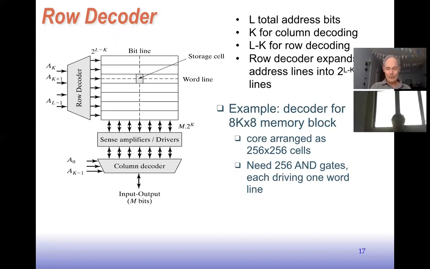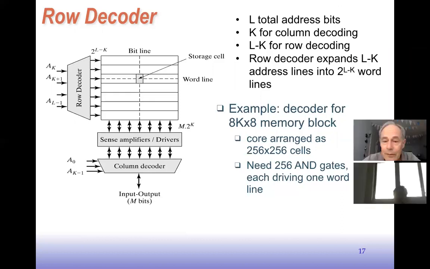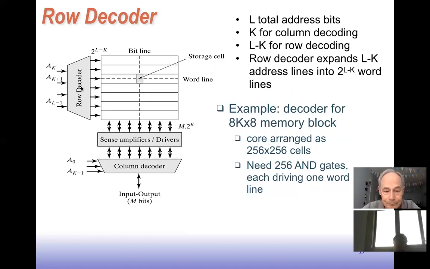All right. So first, the row decoder. There's a lot on this slide, so I'm going to spend a few minutes on it. Here we're assuming that we have L total address bits. K of those address bits are used for column decoding down here. We have L minus K, which I use for row decoding. And so what the row decoder does is it takes these L minus K address bits and expands them into 2 to the L minus K word lines here. That's the purpose of this decoder.